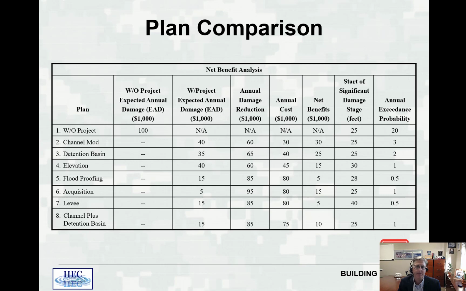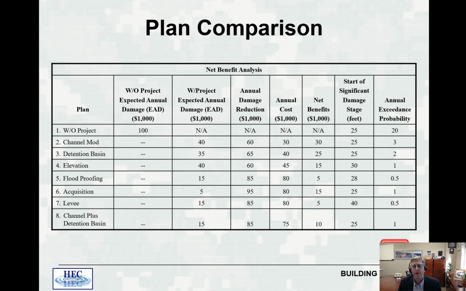So in this example, which alternative is our NED plan? It's channel modification. It has the greatest net benefits. So that would be the project that we have to evaluate. Doesn't mean we have to recommend it, but we have to at least describe it and display it. So the next column over is start of significant damage. That could be a value in the floodplain. It could be a value at the top of the levee.